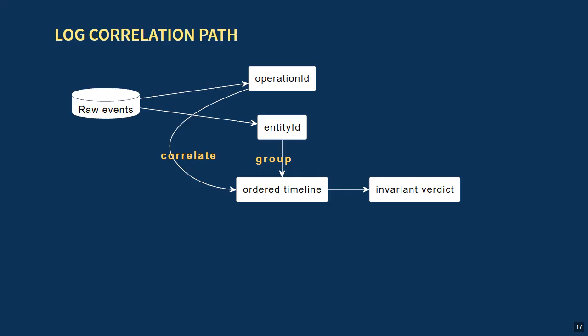The log correlation path shows how raw log lines become useful evidence. We start by tagging each operation and entity, then group related events into a single timeline. Once the timeline is ordered, we can test whether the invariant held or whether the trace exposes a concurrency failure.